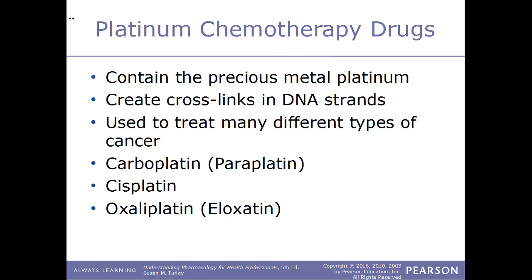Another kind of chemotherapy drug that we'll talk about are the platinum chemotherapy drugs. And this will contain the precious metal platinum. This will create crosslinks within the DNA strands. This is used to treat many different kinds of cancers. And some examples of a platinum chemotherapy drug would include carboplatin, also known by the trade name Paraplatin, cisplatin, and oxaliplatin, also known by its trade name Eloxatin.